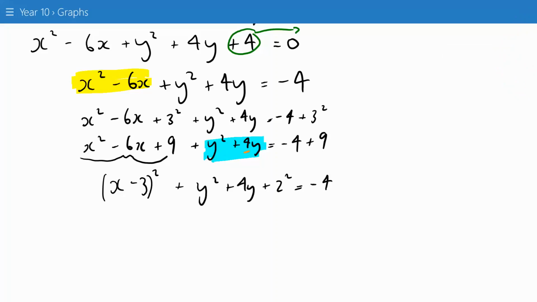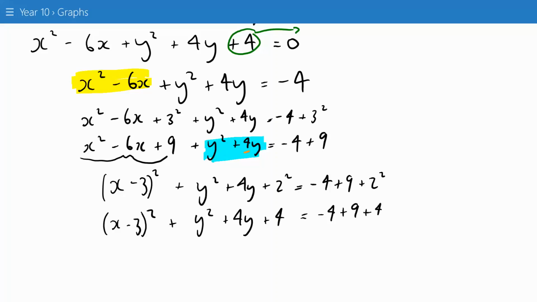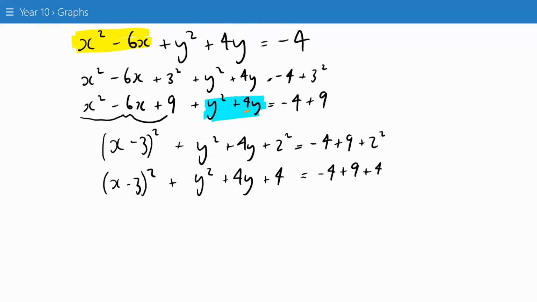What do I have to put on this side? Also a plus 2 squared, because I'm keeping the equation balanced. I just can't go putting things in on one side. I have to put it on both sides to keep the equation balanced. Let's change it away from index form. I don't want 2 squareds there, so x minus 3 squared plus y squared plus 4y plus 4 equals minus 4 plus 9 plus 4. Don't be alarmed by this, guys, because we can just simplify that, and we will soon.